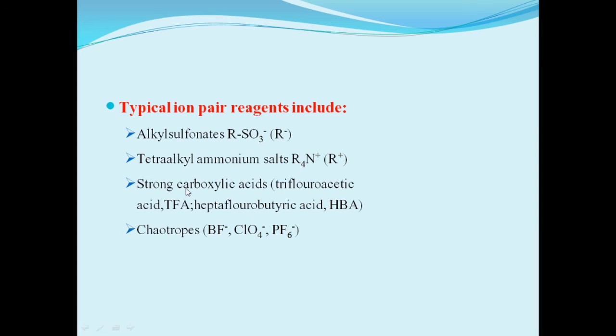Then strong carboxylic acids, trifluoroacetic acid TFA, heptafluorobutyric acid HFBA, and chaotropes BF4 minus, ClO4 minus, and PF6 minus. These are the typical ion pair reagents.